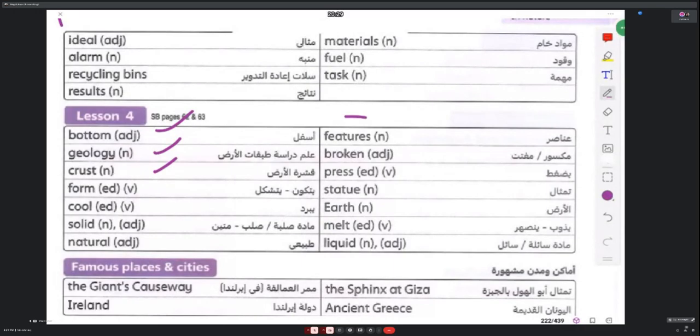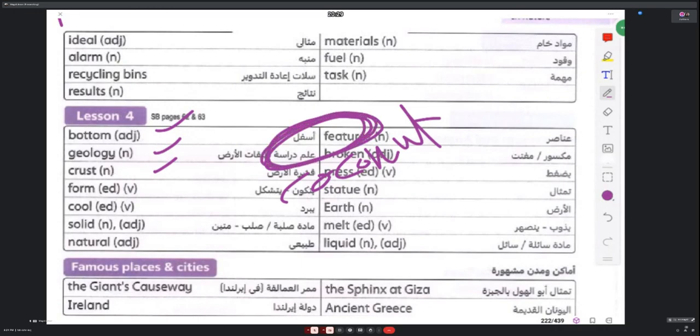If we have a coconut, the coconut has a crust outside. It's the hard thing outside. So the earth has a crust also. The crust of the earth means القشرة الخارجية اللي هي الكراست الصلبة دي.